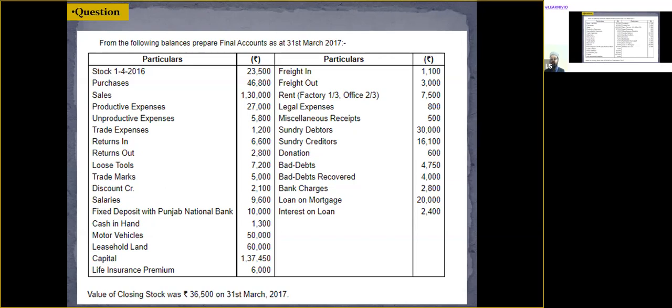Freight in basically means a purchase related expense. We have paid freight charges, or you can say shipping charges, on the purchase of goods. So we should write it in the, tell me, Hamad, where should we write it?